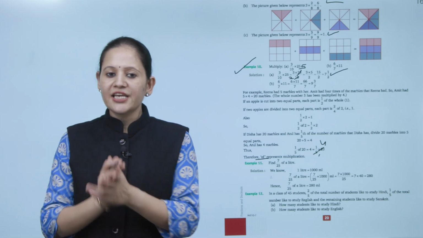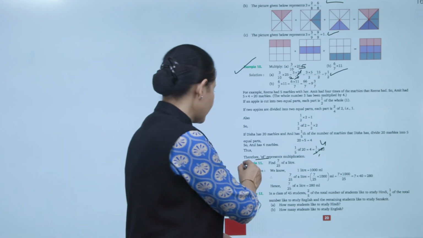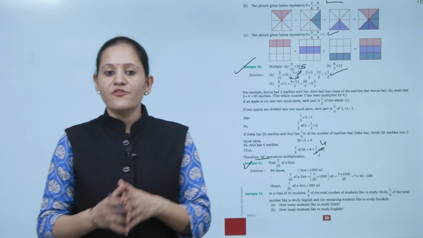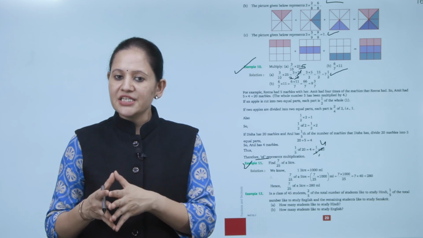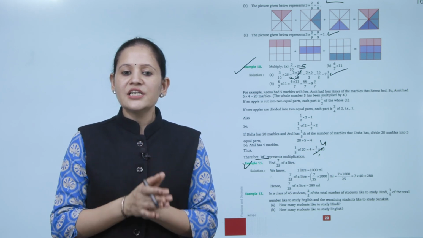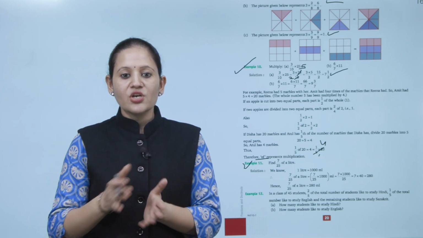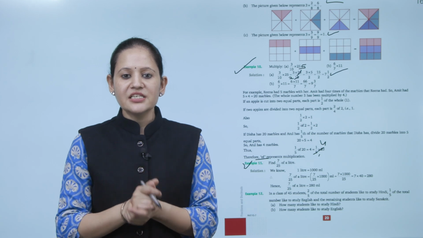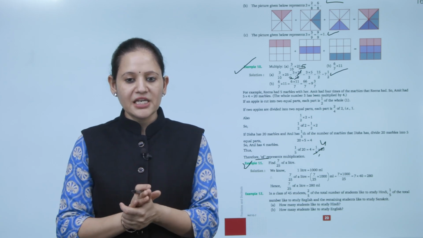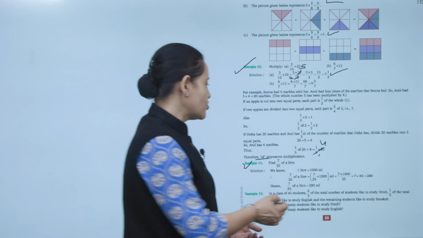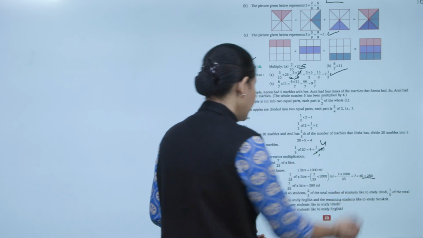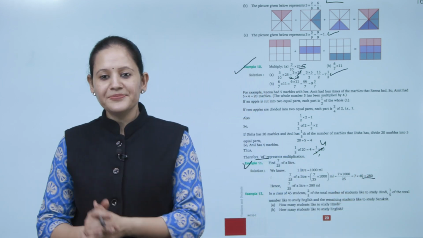Multiplication. Now we'll take an example. Find 7/25 of a liter. As we know, 1 liter is equal to 1000 milliliters. So 7/25 of a liter is 7/25 into 1000 milliliters, that is equal to 280 milliliters. Clear?